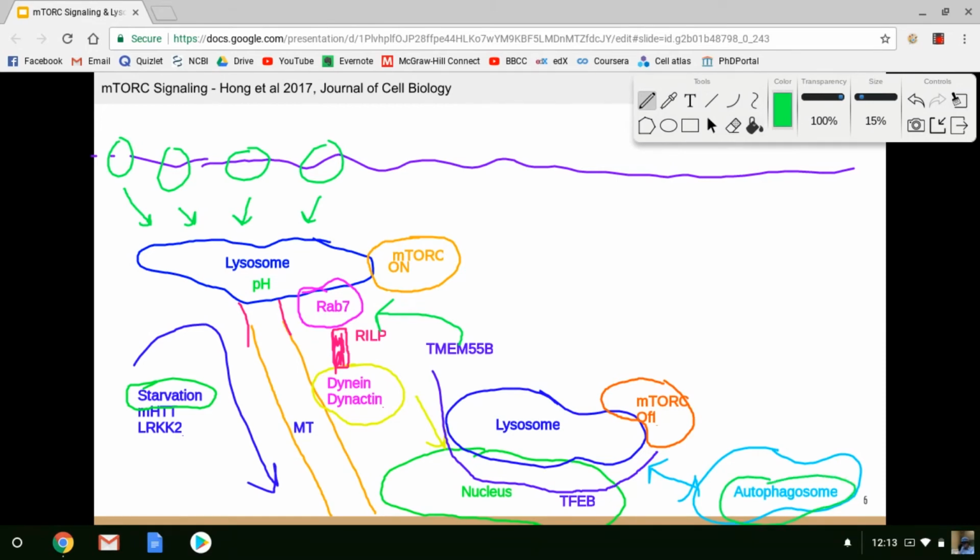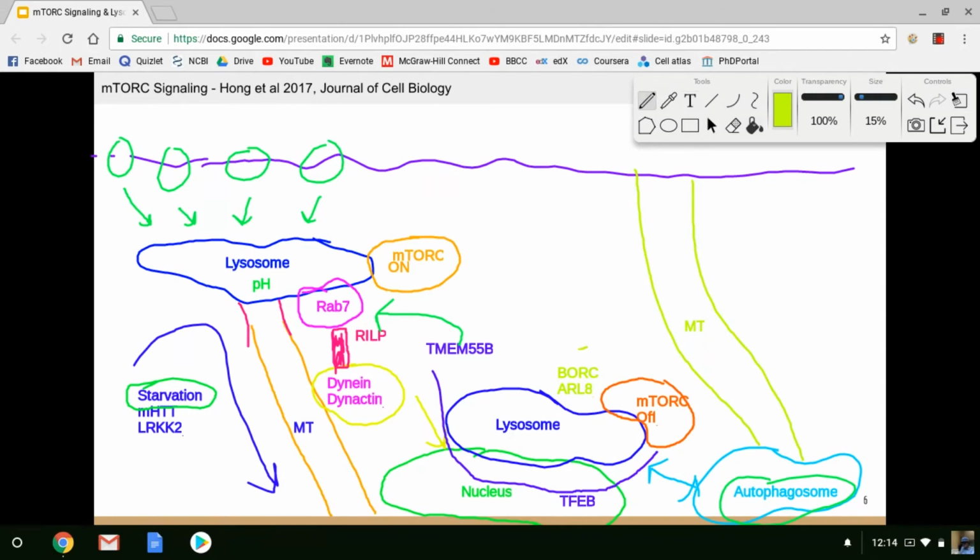Now let's discuss how the lysosomes are moved back to the cell periphery when nutrients are available. So this is going to be another microtubule. And in order for a lysosome to be moved back towards the cell periphery, where it's going to be active, and mTORC is then going to be reactivated, we'll see how that happens. There are a couple of complexes involved. The BORC complex, and the RL8 GTPase.